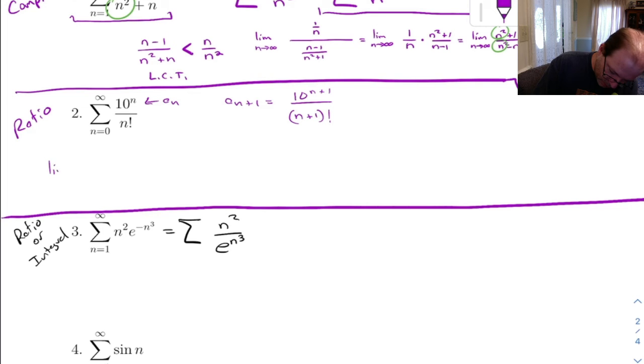So take the limit as n goes to infinity of a sub n plus 1. So 10 to the n plus 1 over n plus 1 factorial.